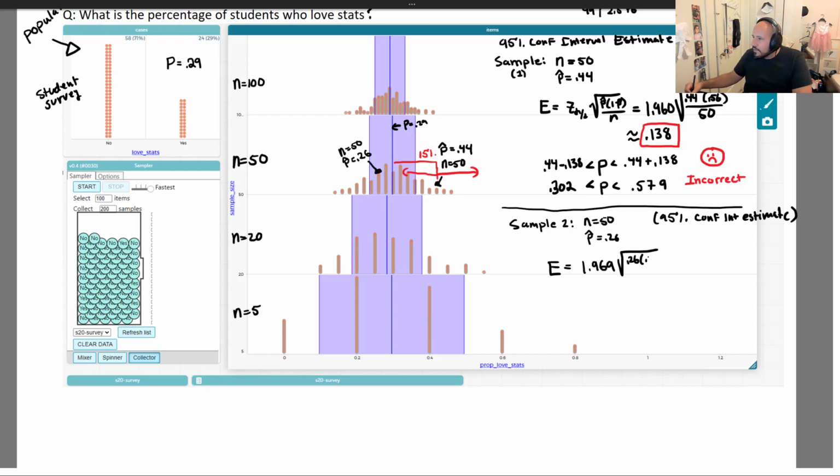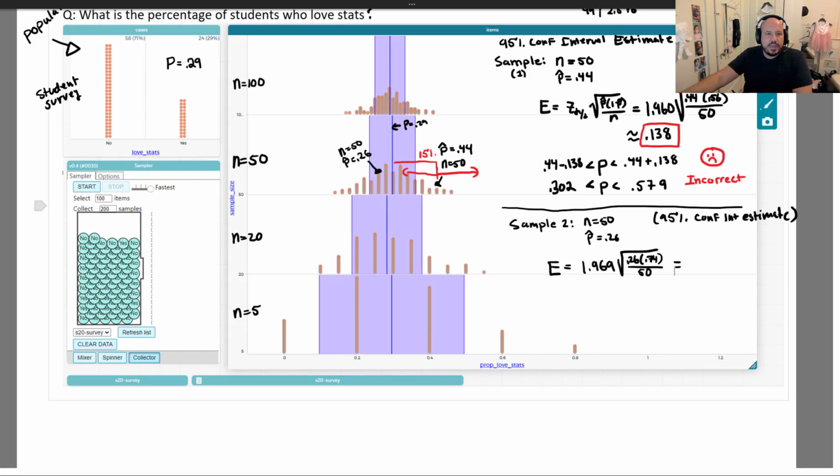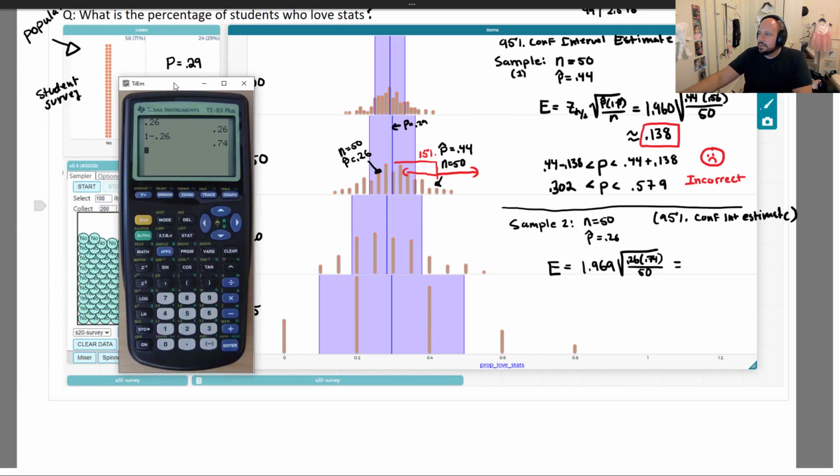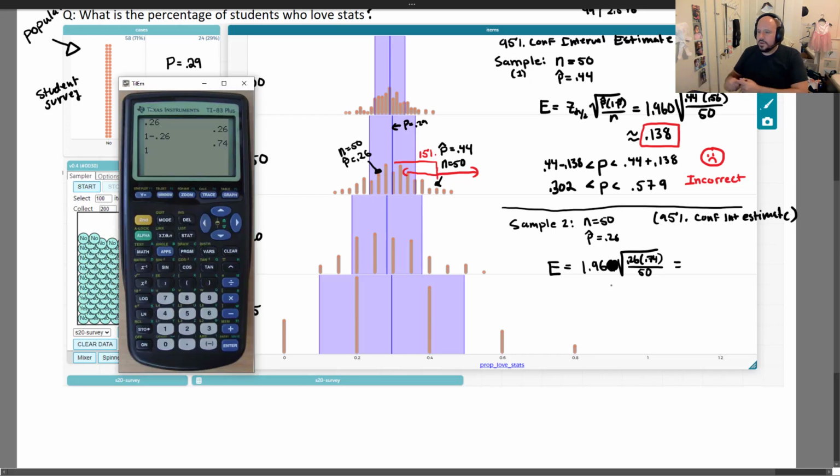So this will be 0.74, and this will be all over 50. Okay. And when I actually go to do this computation, like I said, I had it written on a piece of paper, and I made a mistake. Oh, and look, I was almost going to be dumb here and do 1.969 rather than 1.960. I'm off to a ripping good start right here.